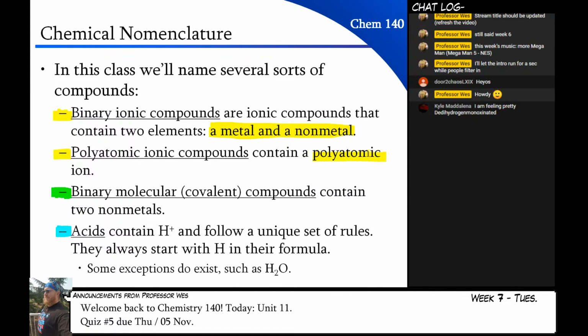Now, if you see a polyatomic ion, same deal. So this includes ammonium, and then any other polyatomic ion that you have studied and presumably memorized, but let's be real here. It's an online class. You don't have to memorize it.